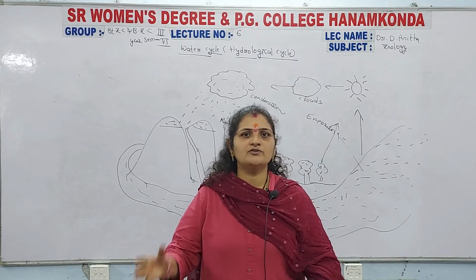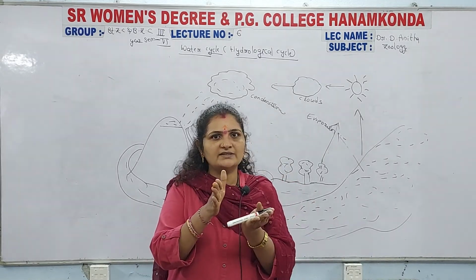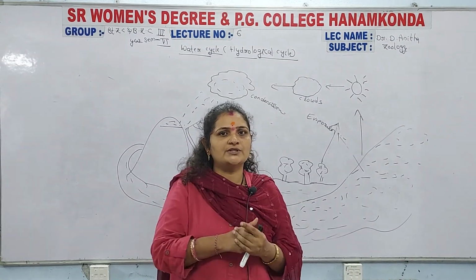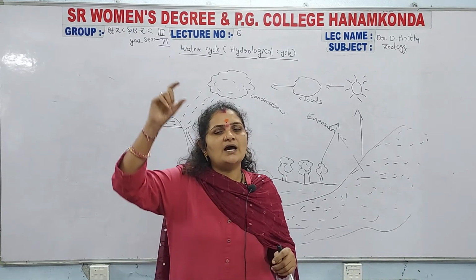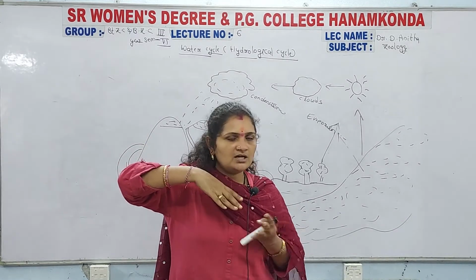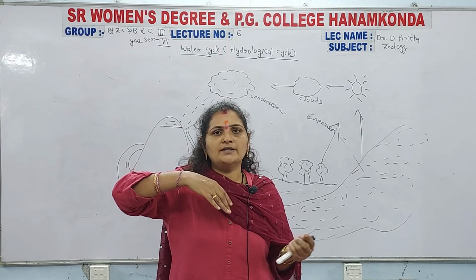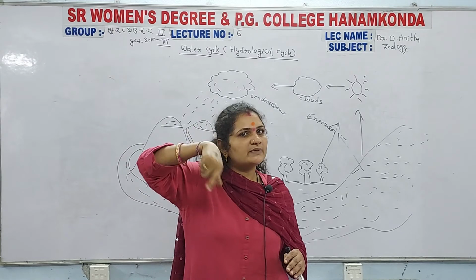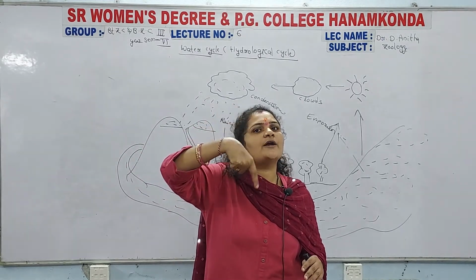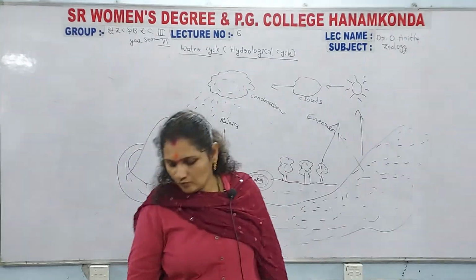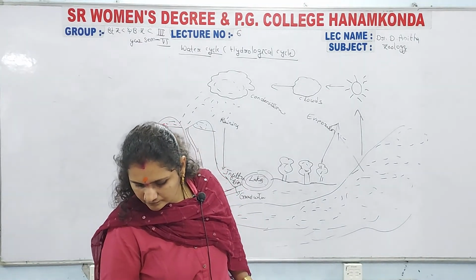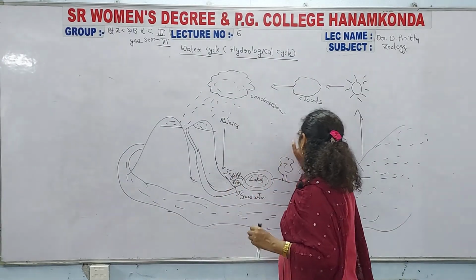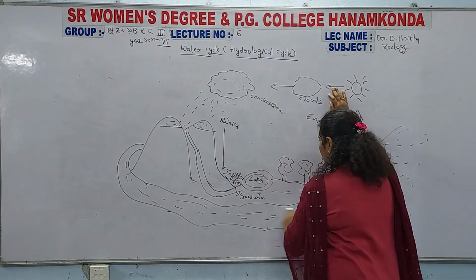So in the environment, on the surface of the earth, the water molecules get rotated, mainly through the water media, that is the oceans, rivers, lakes and ponds on the surface of the earth. These water molecules get rotated in the environment. That's why it is considered a water cycle. So this water cycle rotates in the environment.